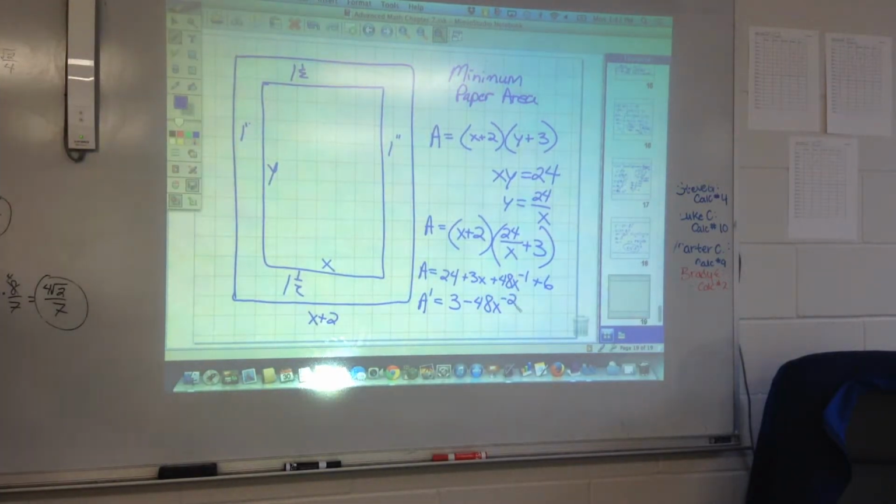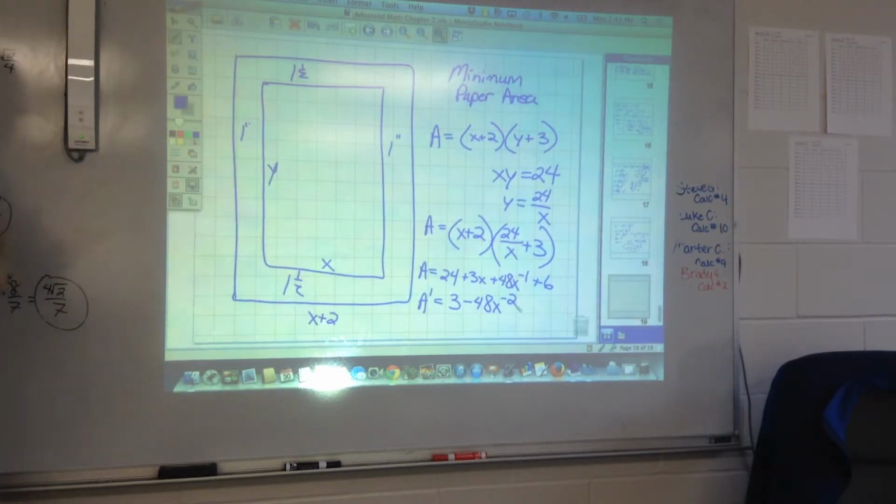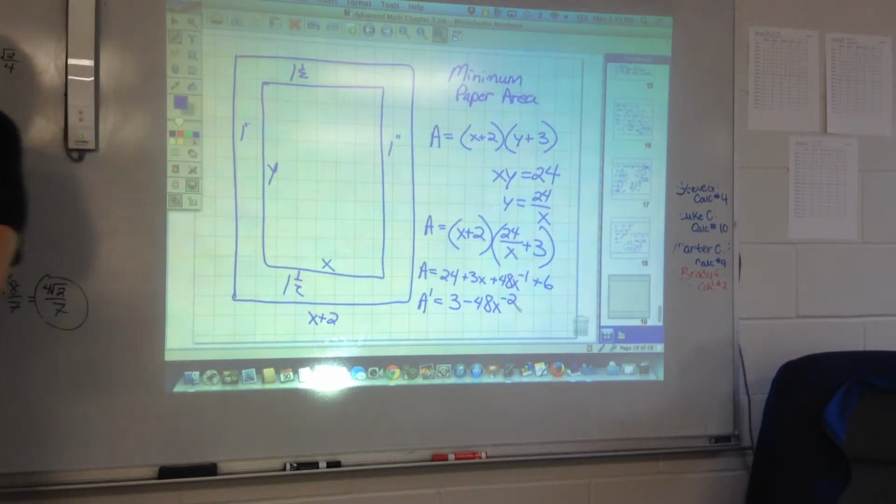Should we change that into over x to the second? Some of you do, yep, that's fine. What are we going to do with that derivative? Find the max. Set it equal to 0, so we can find our critical points. Also things to think about with x and y: x and y have to multiply to 24, so neither one of them could be 24.